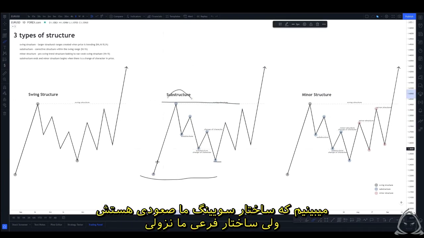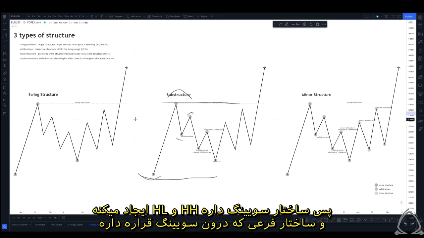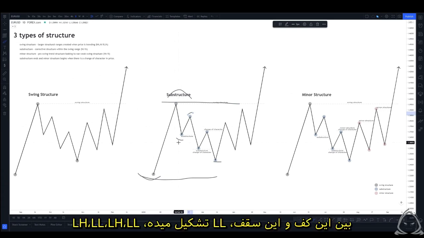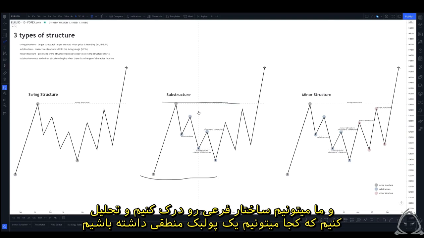And as we can see, our swing structure is bullish, but our substructure is bearish. The swing structure is creating higher highs and higher lows, and the substructure contained within the swing structure of this low and this high is creating lower lows, lower highs, lower lows, lower highs, lower lows. We're able to understand substructure and plan out where we would expect a reasonable pullback.